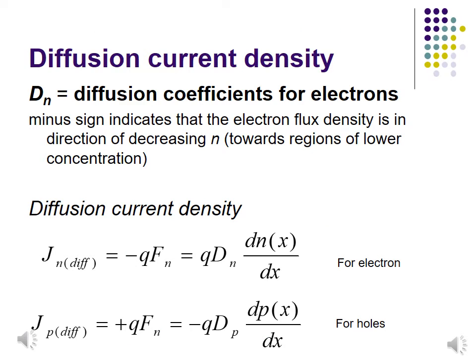For the calculation, the diffusion current density is given with these equations. The main factors that determine the current density are Dn and Dp, which are the diffusion coefficients for electrons and holes, and also the changes of electron and hole concentration with regard to position, given by dn(x)/dx or dp(x)/dx.